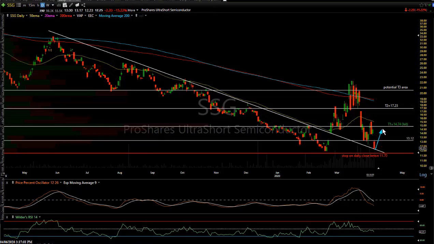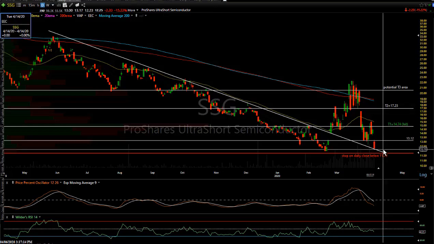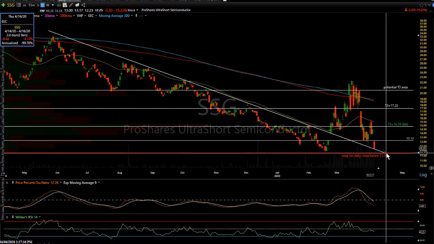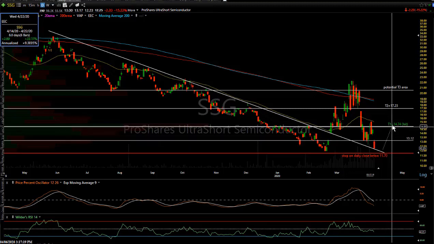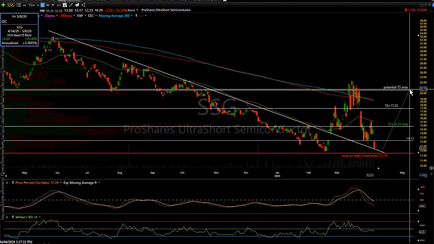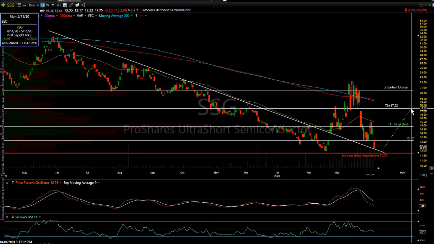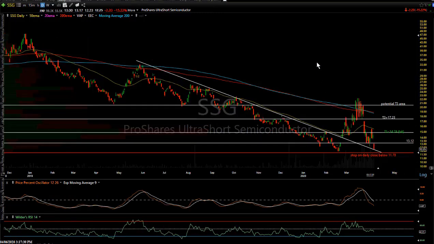Remember, to short the semis, you go long these two-time inverse ETFs. So there would be a long entry on SSG here. You could even use the same stop. It would be a relatively tight stop there. Daily close. It's hard to say where exactly that stop point will be, but you're talking maybe 3% with a potential upside of about 70%. And that's that potential third target. But if T2 is hit, that would be about 45%. So again, just a very, very attractive risk-reward ratio.